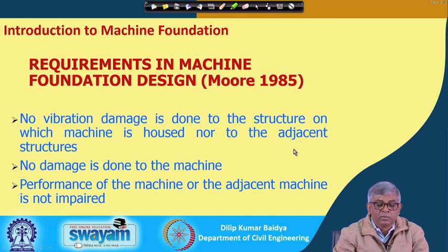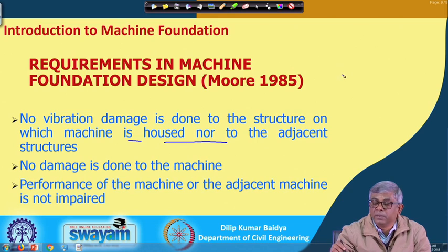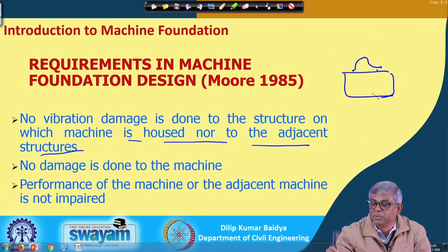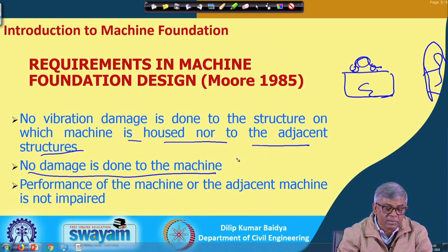Now, let me quickly go to the requirements for foundation design for vibrating load. So, no vibration should be transmitted to the structure on which the machine is housed. That means, if I put a machine over this, the foundation should not be damaged, or the adjacent structure also. Because of the vibration, the adjacent structure should not be damaged. No damage should be done to the machine itself. If you allow excessive amplitude of vibration, then because of the shaking, these machine parts may go wrong. So, that also has to be prevented.